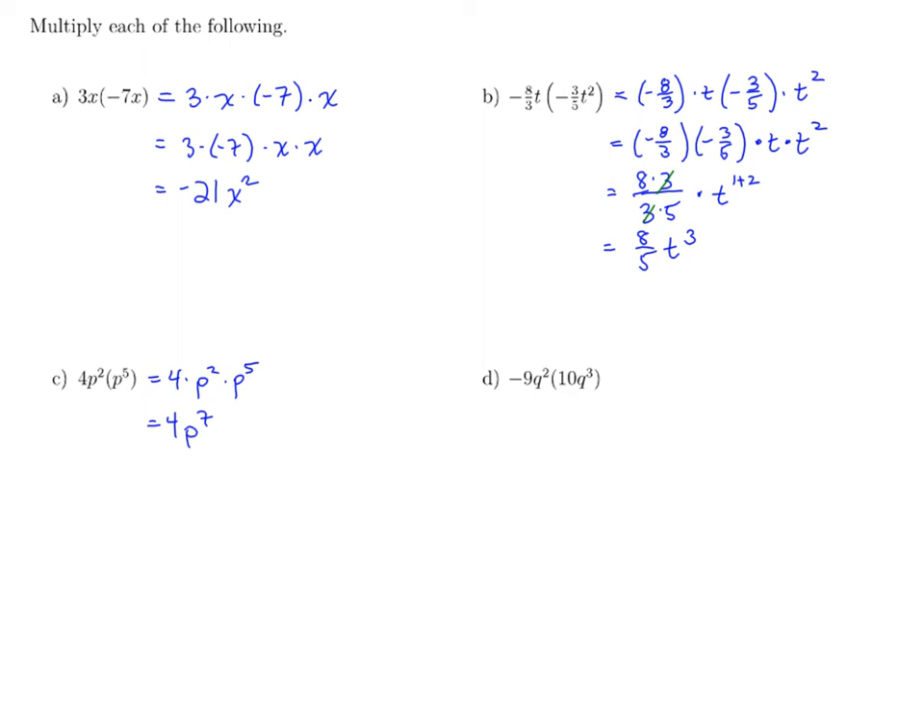For our last example, we have negative 9q squared times 10q cubed. So first thing we want to do, let's group negative 9 and 10. So negative 9 times 10 times q squared times q to the 3rd. And so negative 9 times 10 gives us negative 90, and q squared times q cubed, we add those exponents and we get q to the 5th. So that expression will simplify to negative 90 q to the 5th.